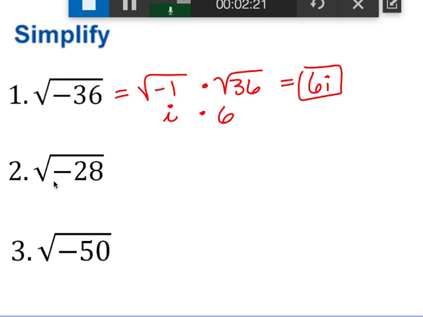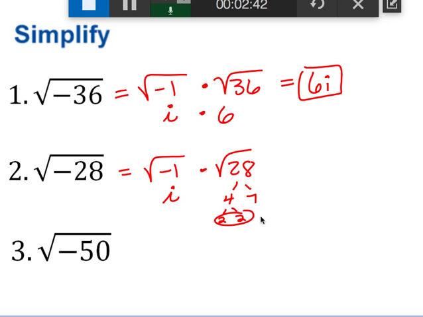For problem 2, the square root of -28, again, you're going to rewrite it. We know the square root of -1 is i. And the square root of 28, that's not a perfect square, but we talked about how you break this down. That's going to be 4 times 7, and then that'll be 2 times 2. So you have a pair of 2's, and you have the 7 remaining. So that's going to be 2 square root of 7. And don't forget, you still have to multiply it times i. So you end up with 2i square root of 7.